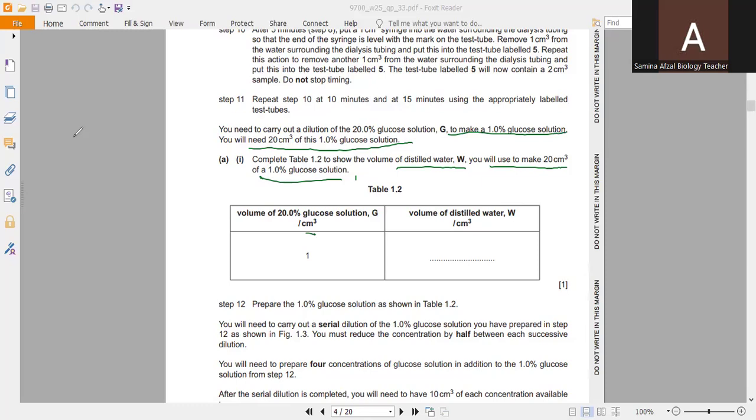So to make it 20 cubic centimeters, we will add about 19 cubic centimeters of water. So if it is 1, it should be 19.